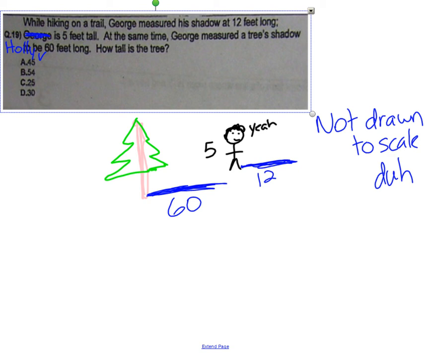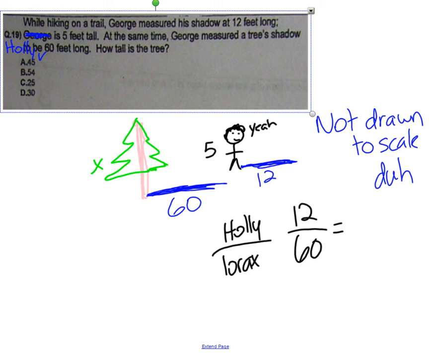So, how could we find the height of this tree? We could use proportion. So we can say Holly to... okay. We can pick something we know about the guy. 12, and that corresponds to. And then we also have.